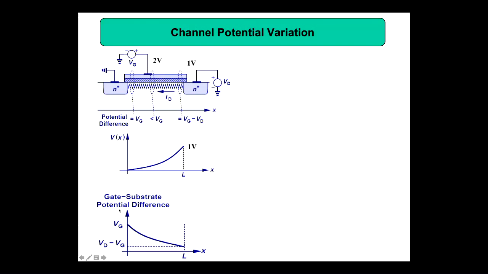So that's what we have plotted here, the gate substrate potential difference, that is Vg. Yes, Vg is equal to 2 volt with respect to this point, so this point voltage I plotted here. Then the gate substrate voltage is decreasing across here, and the minimum value is at this point, that is equal to 2 minus 1, you are getting 1 volt. So that is Vg minus Vd. So that will be 2 volt, and this will be 1 volt.